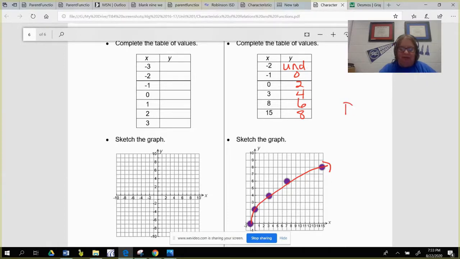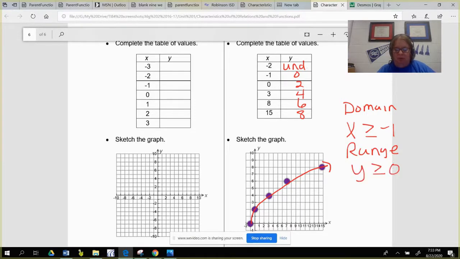The questions they ask us, domain. Where did the x value start? What's the stopping point or the endpoint on the left? It is -1. I'm just noticing the key says 0. It's wrong. The range is y is greater than or equal to 0.